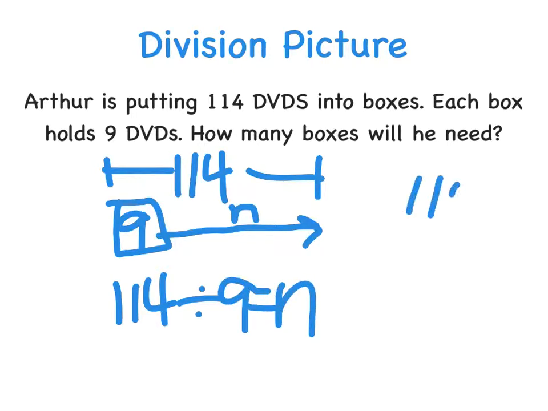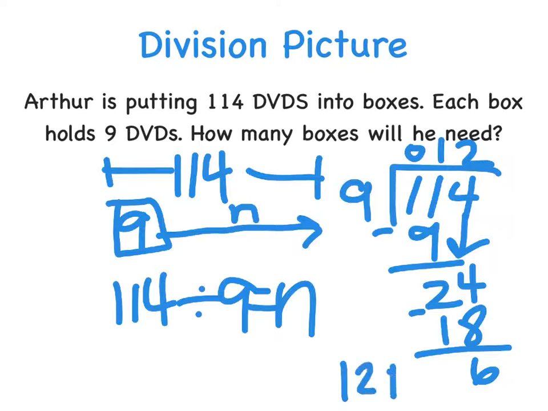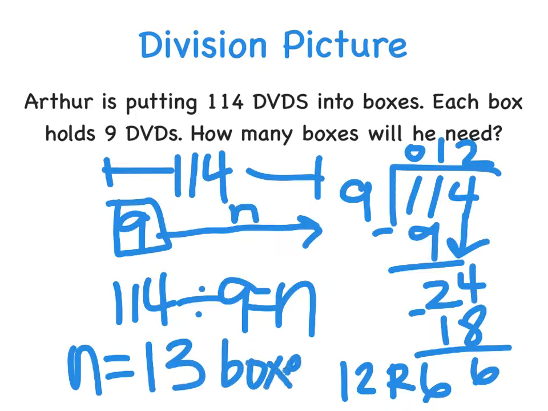And now I can solve. 9 can't go into 1, but it goes into 11 one time, with 2 left over. I'll bring down my 4, and 9 goes into 24 2 times, which is 18, with a remainder of 6. So 12 remainder 6. But since this is a real-world problem, it wouldn't make sense to have a remainder. He's going to need to get another box to hold the remaining 6 DVDs. So my final answer would be 13 boxes. You could write down 12 remainder 6 and 13 boxes, or just 13 boxes.